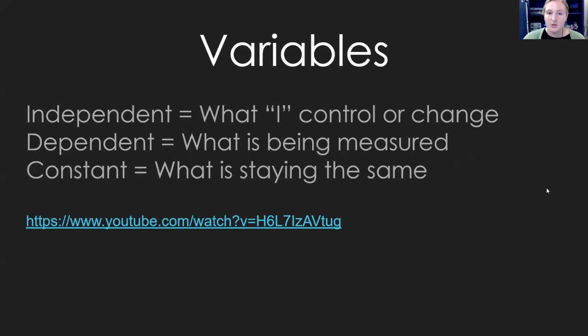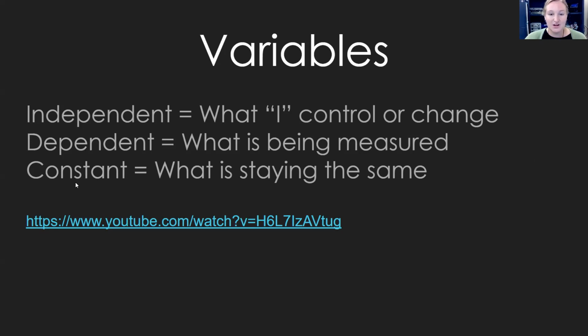All right, so first up are variables. We have independent variables, dependent variables, and constant variables. So our independent variable, that's what I control or what I change. So whatever the scientist is controlling in the experiment, the one thing that they're changing, that's the independent variable. The dependent variable, that's what's being measured or the data that we're collecting.